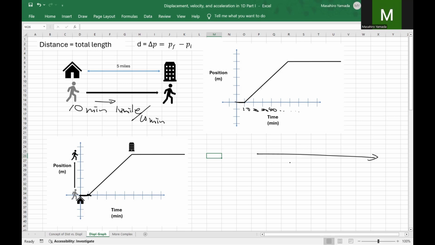For the next 10 minutes, he actually moved 1 mile. Therefore, this is the next 10 minutes. For another 10 minutes, he covered another mile. So another 10 minutes is over here, right? And for another 10 minutes, he covered 1 mile.